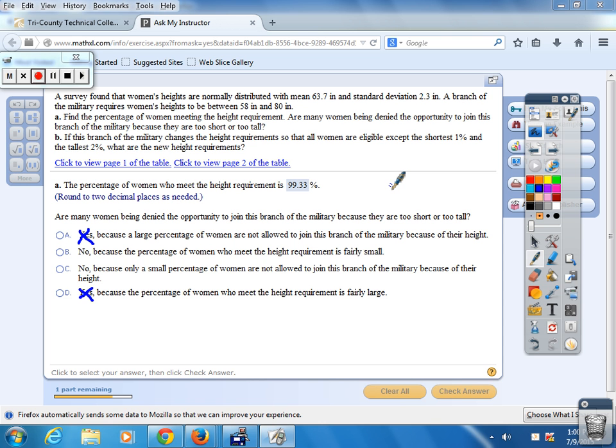99.3% of the population is covered. So these two don't. No. I would say C. No, because the percentage of women who meet the height requirements is fairly small. That's not right. So it'd be C.